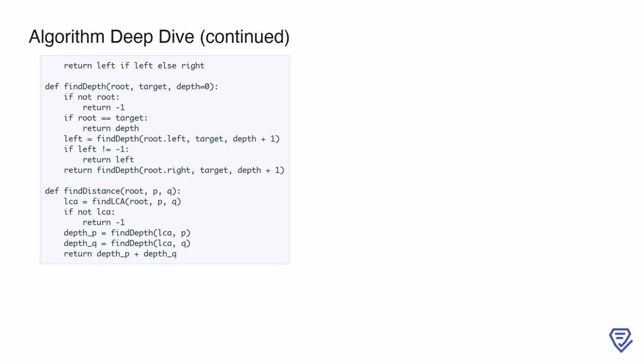Finally, the findDistance function ties everything together. It first calls findLCA to get the common ancestor of P and Q. If no LCA is found, it returns -1. Otherwise, it calculates the depth of P and Q from the LCA using the findDepth function. The total distance is the sum of these depths, which is returned as the final result. This implementation ensures correctness and efficiency while handling various edge cases appropriately.